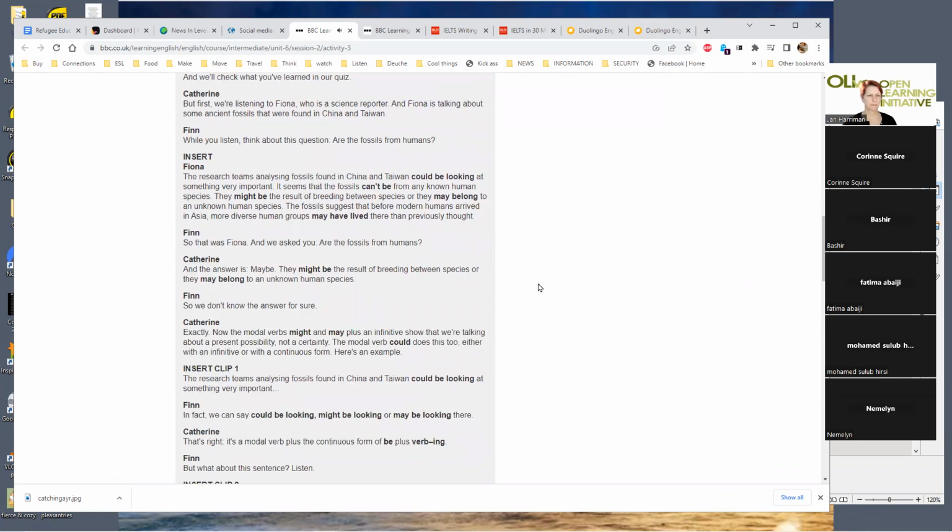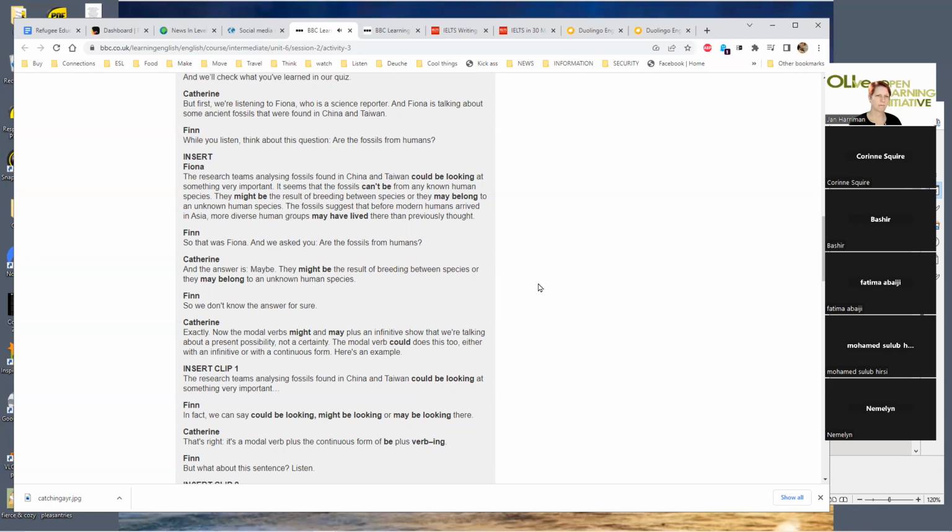While you listen, think about this question. Are the fossils from humans? The research teams analysing fossils found in China and Taiwan could be looking at something very important. It seems that the fossils can't be from any known human species. They might be the result of breeding between species, or they may belong to an unknown human species. The fossils suggest that before modern humans arrived in Asia, more diverse human groups may have lived there than previously thought.